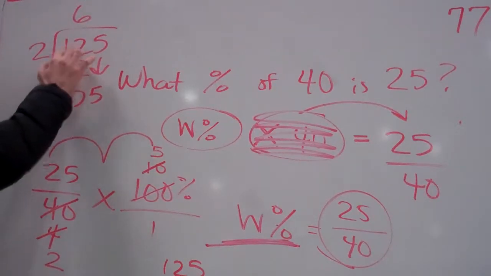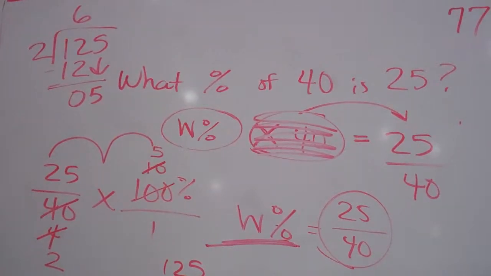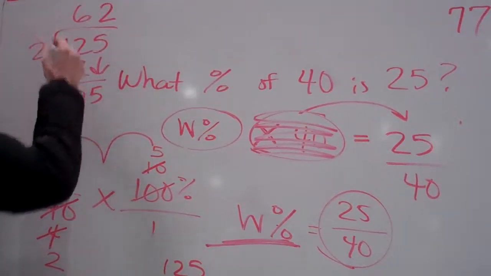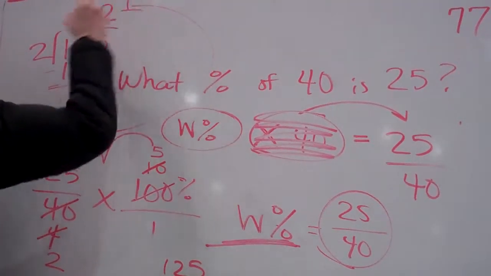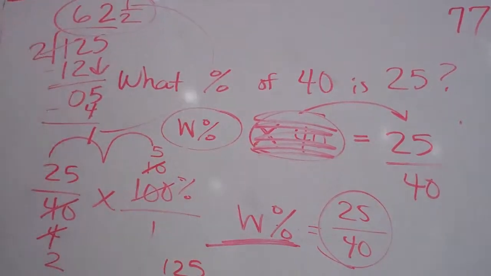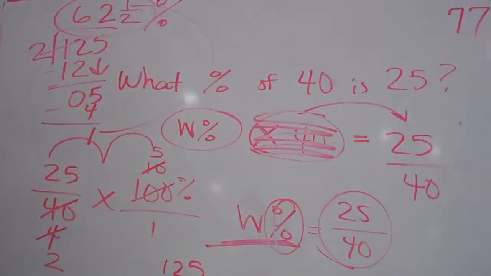2 will go into 12 6 times. And then we bring down the 5, and then 2 will go into 5 2 times. 2 times 2 is 4. Bring that down, I get a 1. I'm going to bring it up, and this over. 62.5%. Got to have the percent up there. Does everybody see how we did that?